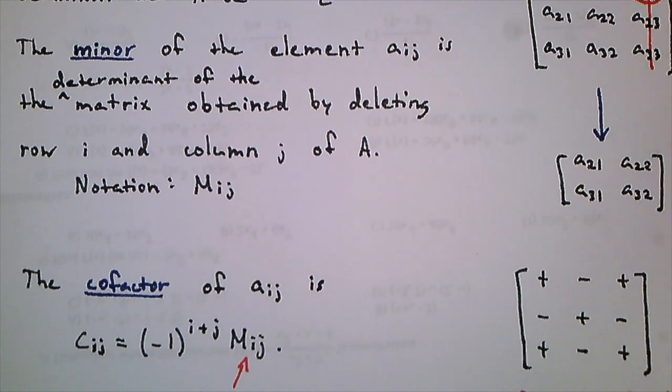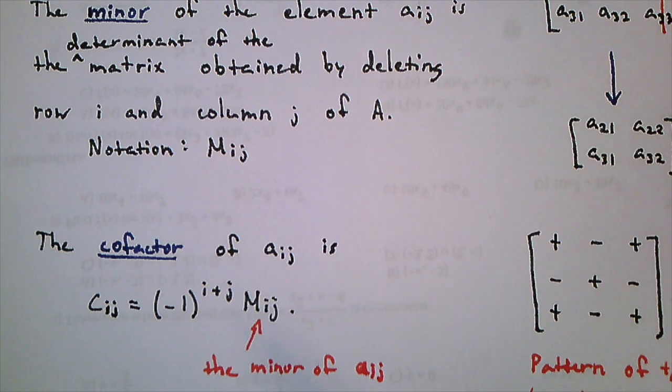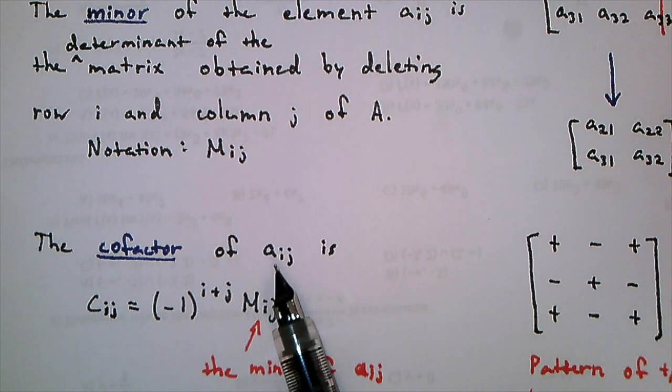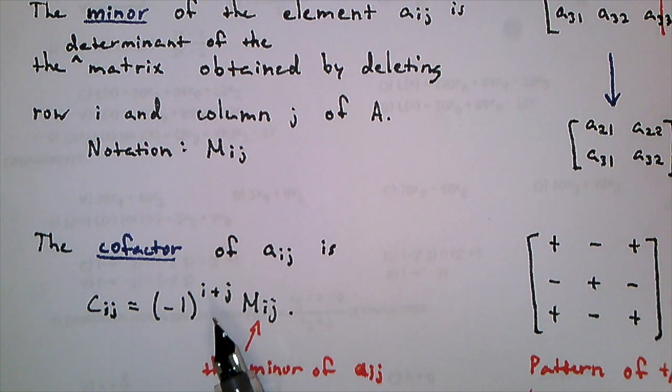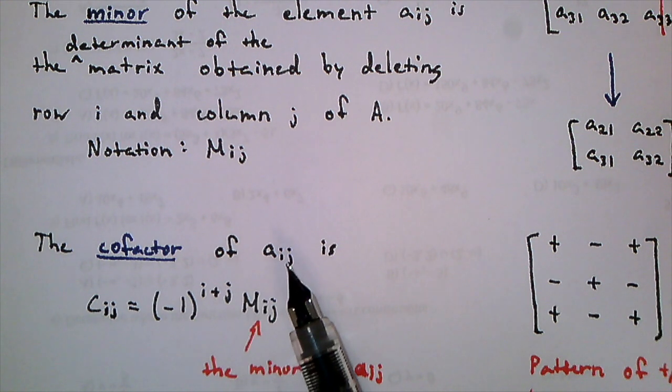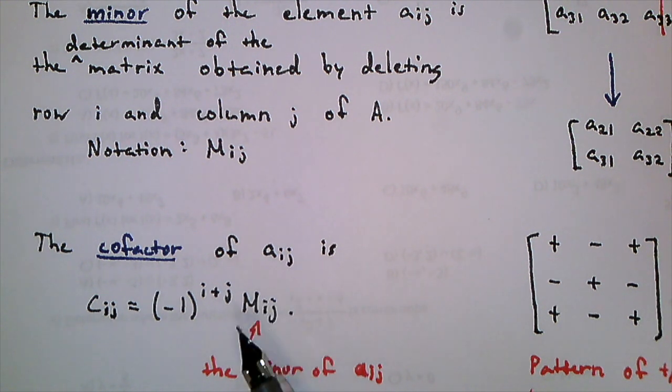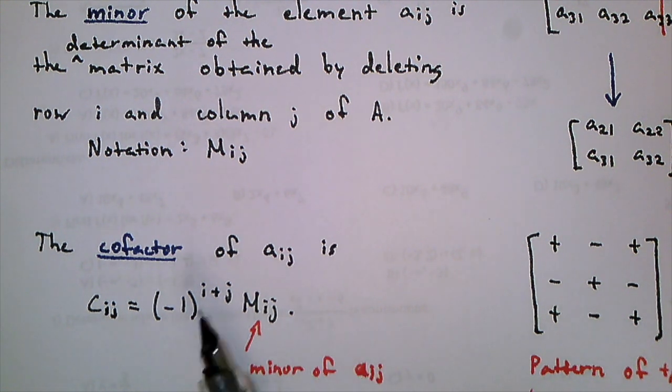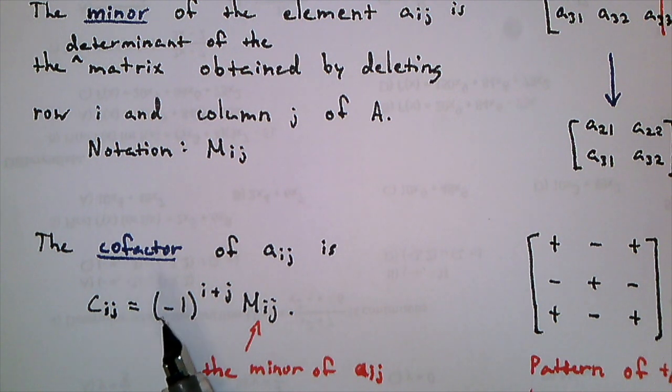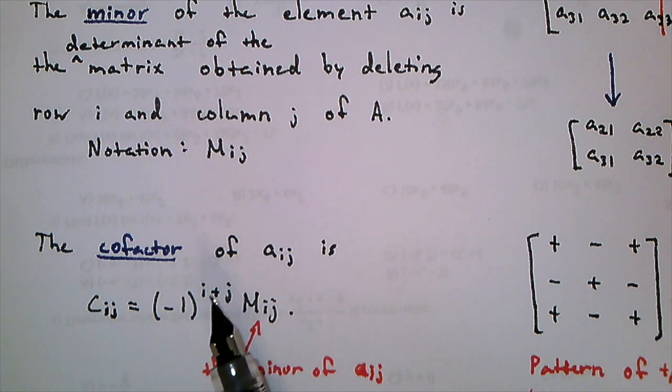We also need to know about cofactors. The cofactor of an element Aij is given by this formula. So it's -1 to the i plus j power. These come from the subscripts on A. And then we multiply by the minor of Aij. So essentially, the cofactor is going to be the same as the minor, but it might have a minus sign on the front, depending on whether or not i plus j is odd or even.